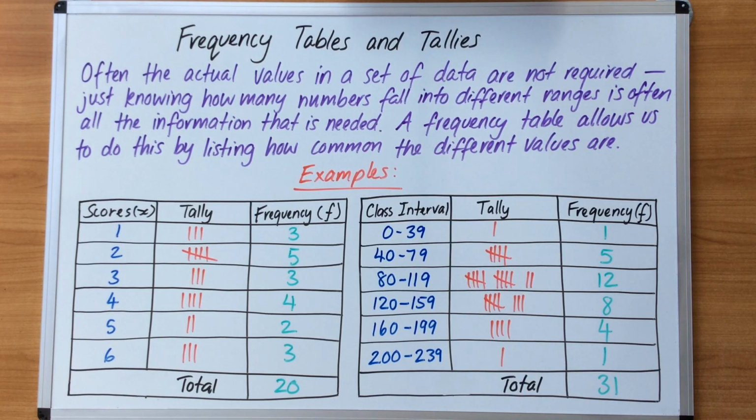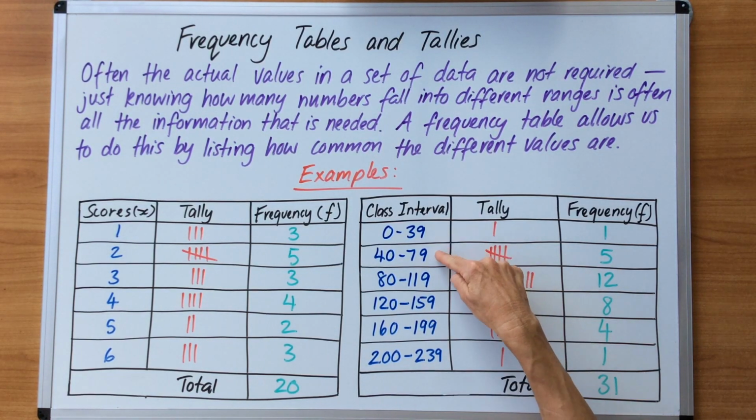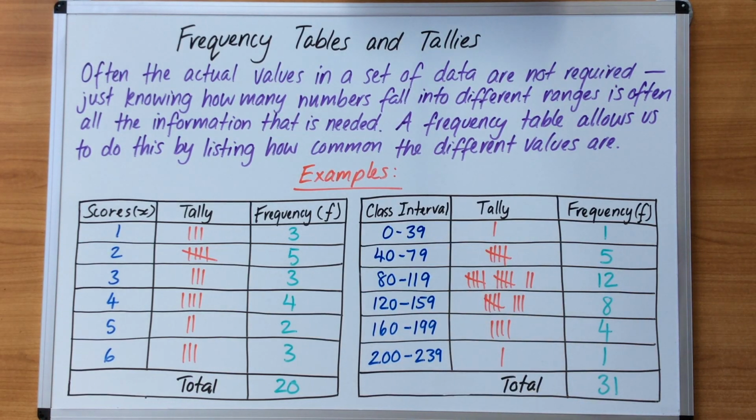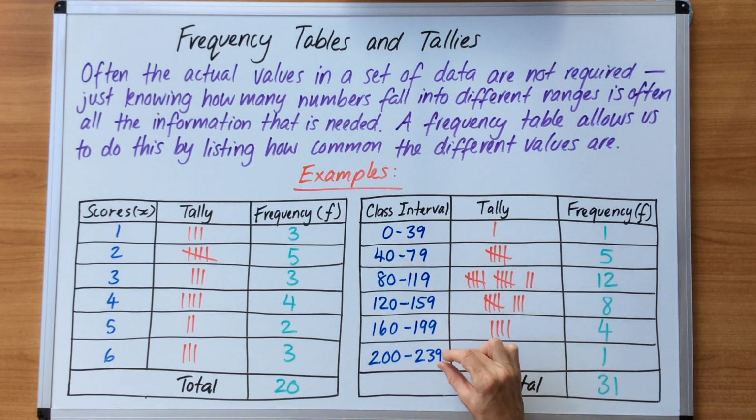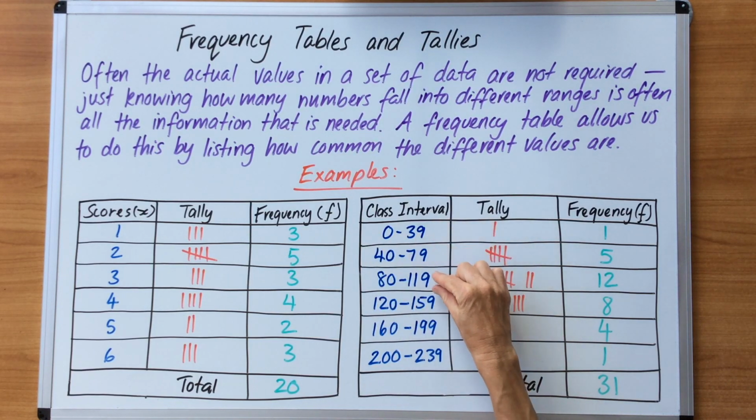On the right-hand side here, it's exactly the same situation. However, we have a range of values. So our data ranges between 0 and 239. And these have been blocked off in sections. So they are roughly sections of 40. So intervals of 40 or ranges of 40.